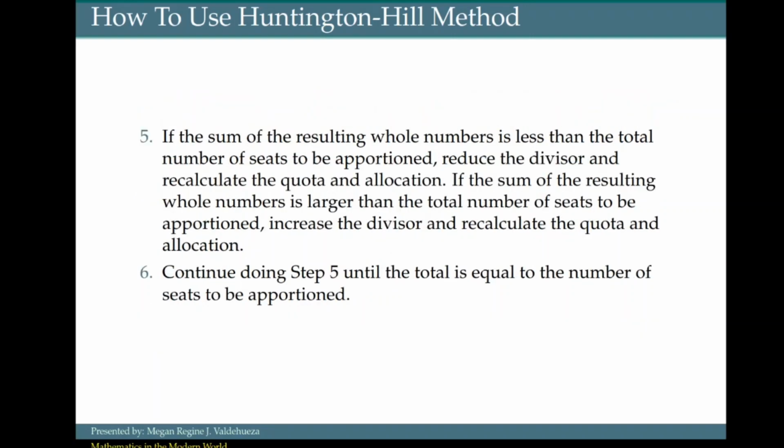But if the sum of the resulting whole numbers is less than the total number of seats to be apportioned, we reduce the divisor and recalculate the quota and allocation. But if the sum is larger than the total number of seats to be apportioned, we increase the divisor and recalculate the quota and allocation. Then we continue doing this step until we get the total number that is equal to the number of seats to be apportioned.